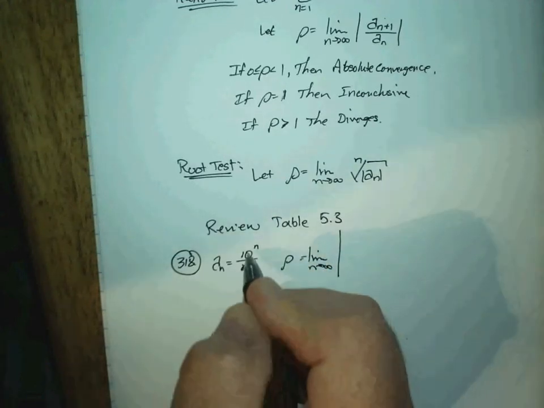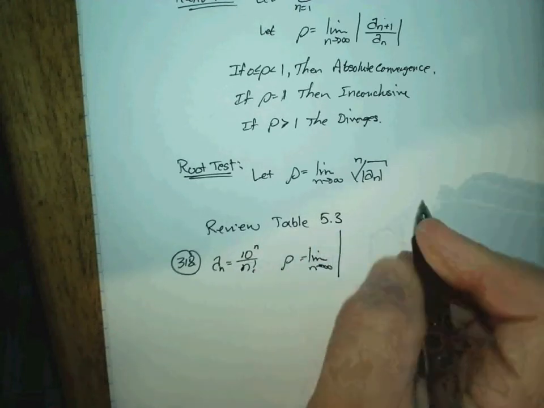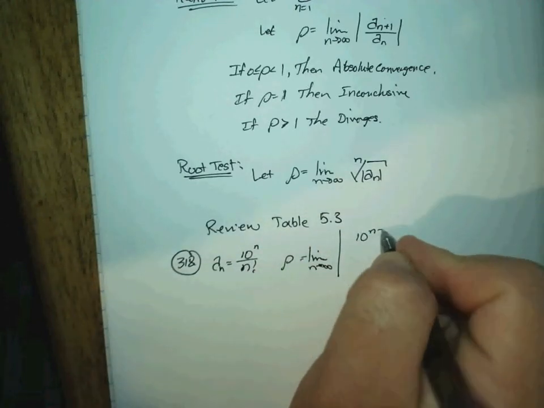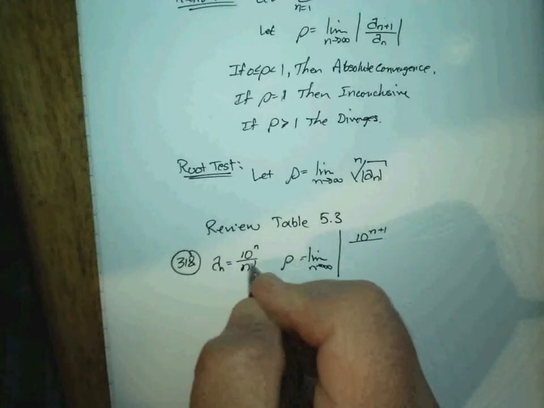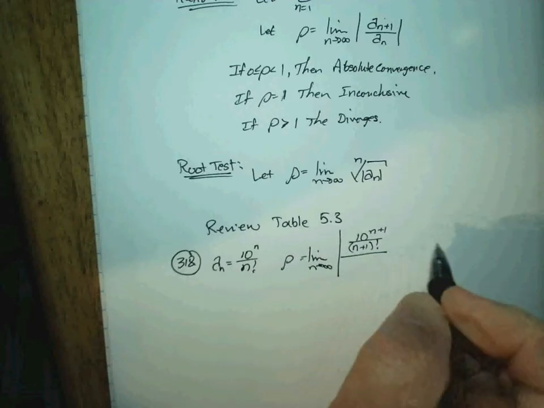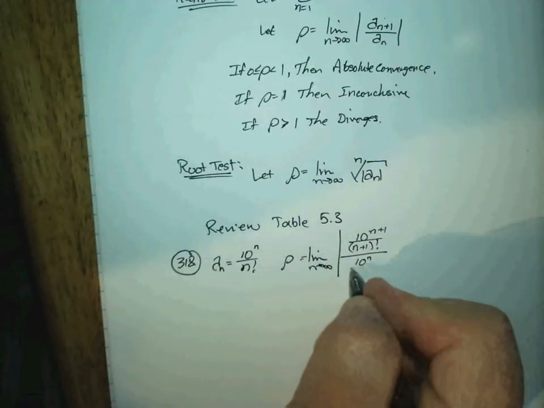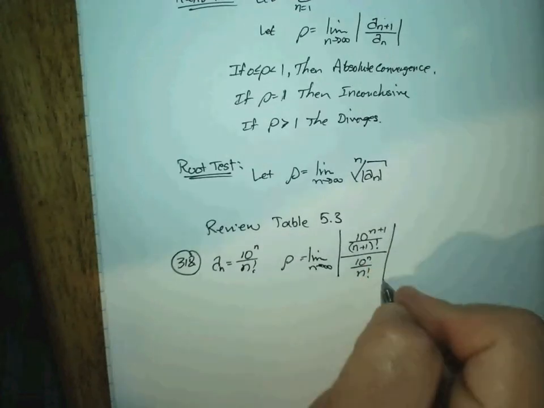Well, the nth plus 1 version of this means I increase this n by 1 and I increase this n by 1. So I get 10 to the n plus 1, and here I get n plus 1 factorial. And we divide that by the a sub n term, which is simply this. And we need to take that limit.